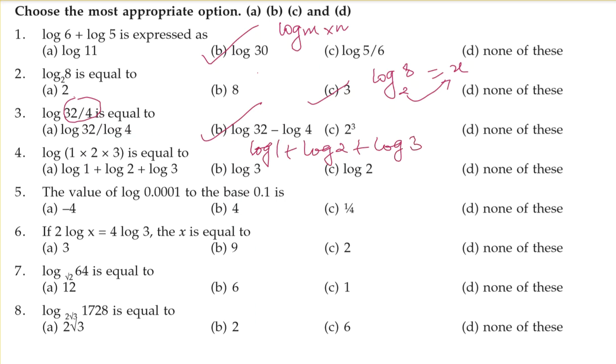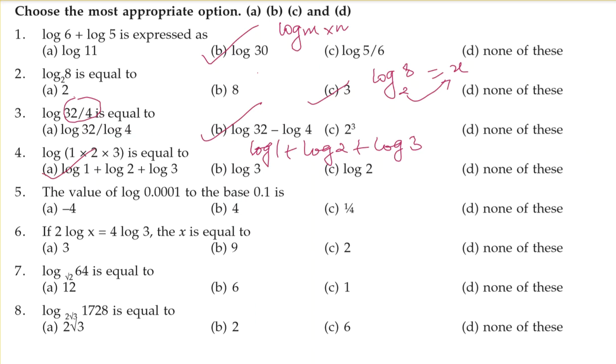Okay. Log 1 is 0, so it can also be written as log 2 plus log 3. But the most appropriate option here is A. That is a direct answer. Log 1 plus log 2 plus log 3 by the law of logarithms.